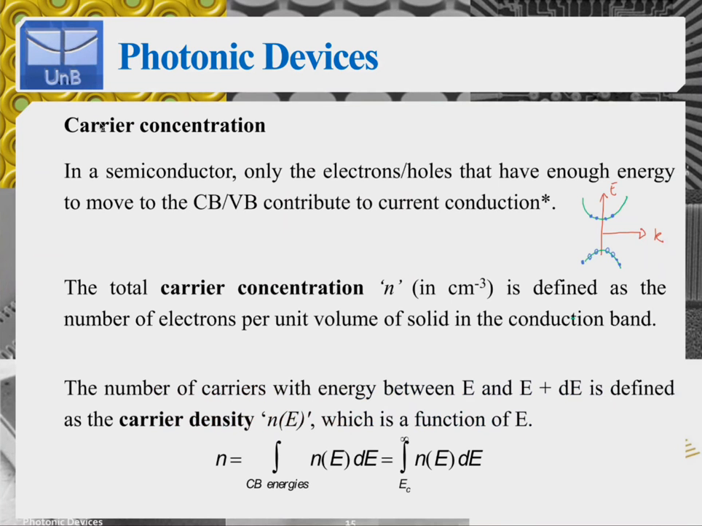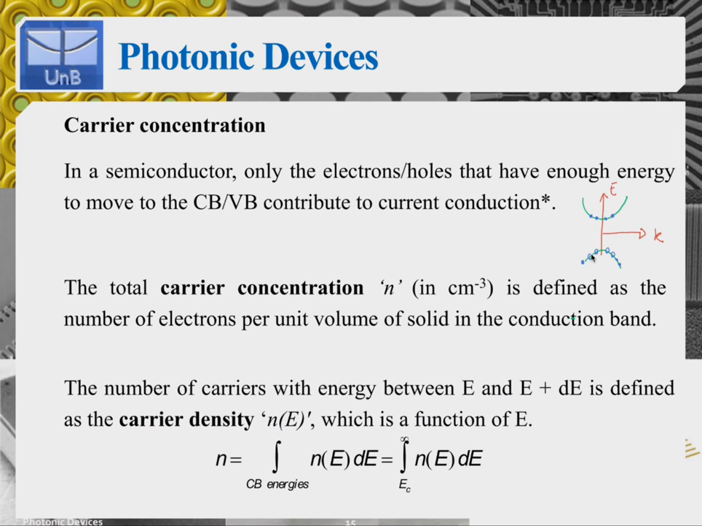To finish off, let's talk about carrier concentration. In a semiconductor, only electrons that have enough energy to move to the conduction band, or holes that move to the valence band, contribute to current conduction. Okay, so this is the picture. At 0 K, all of the states of the valence band are going to be filled.